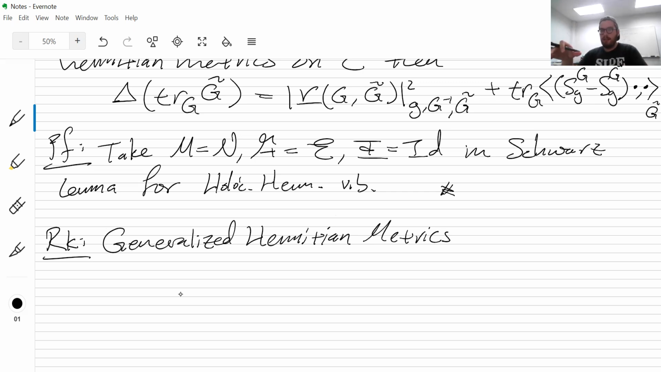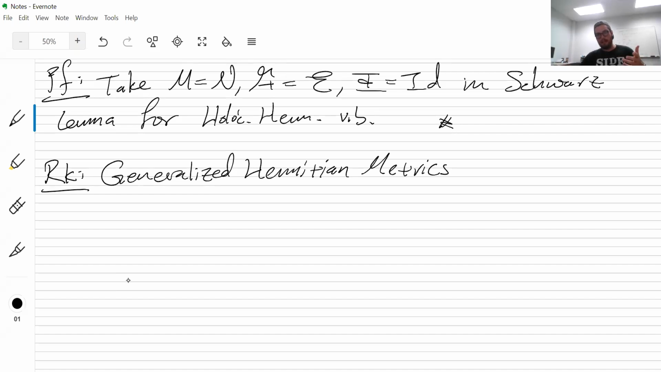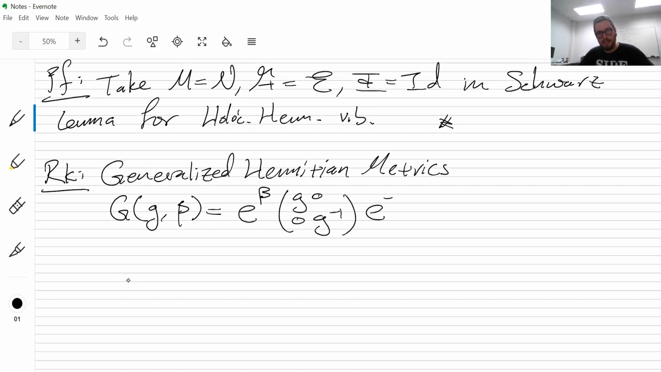Mario mentioned that these can be thought of as particular subbundles with extra data. To these, I believe he also mentioned you can associate Hermitian metrics, and they really just end up being conjugates. So I believe the general setting, like G beta, is e^beta G 0, 0, G inverse e to the minus beta R. Yeah.